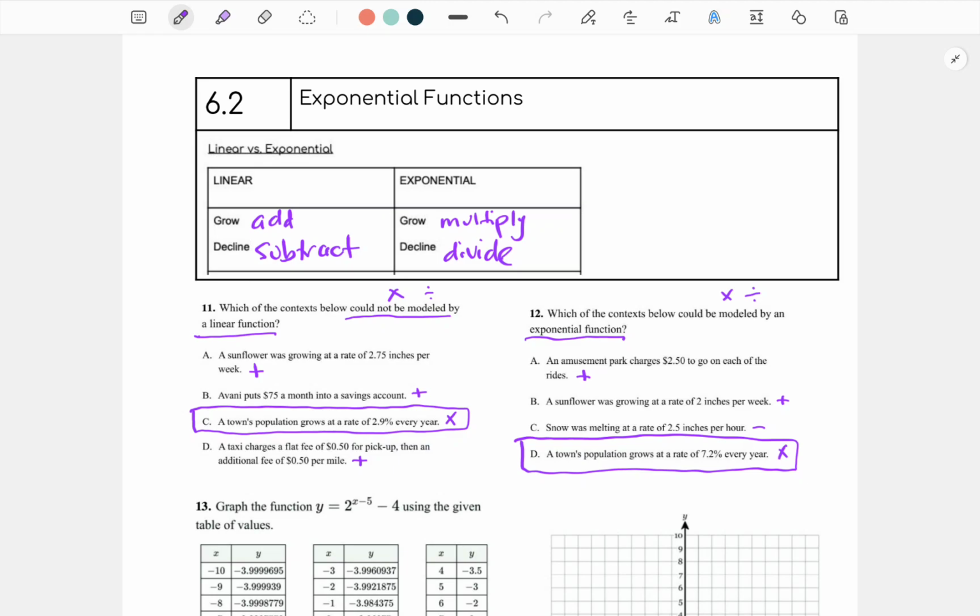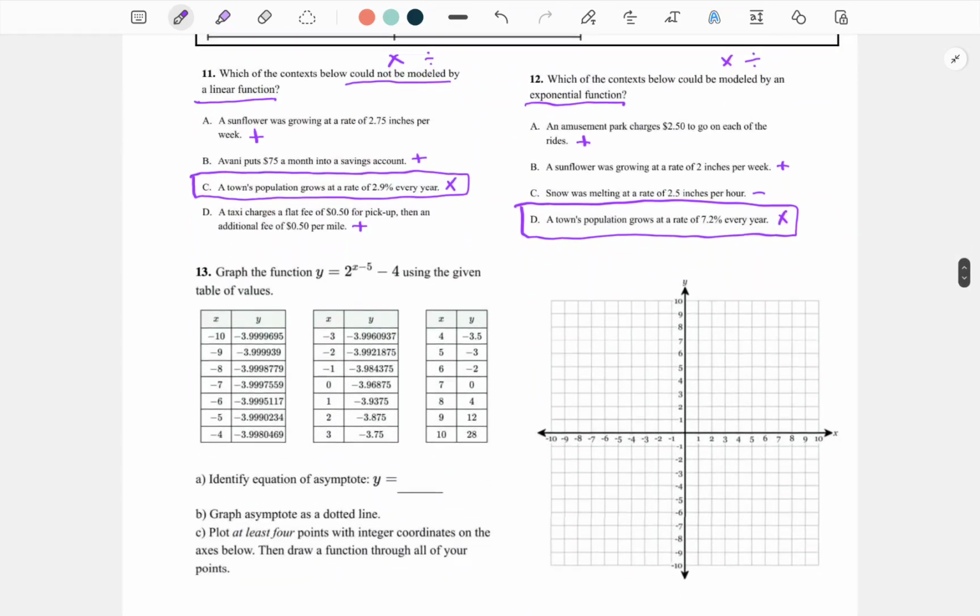All right, for number 13, we are graphing, which means we are going to first identify the asymptote, which in this case would be -4. So y equals -4. And I'm going to draw a dotted line, a dashed line at -4. At y equals -4, not x. All right, then I'm going to choose the points I'm going to plot, points that will fit from 10 to -10. So it looks like these right here are going to fit.